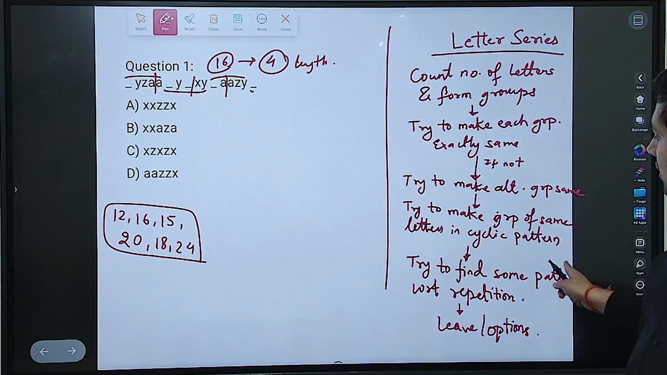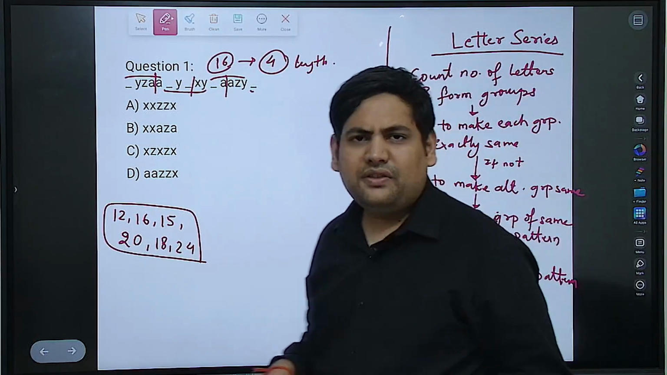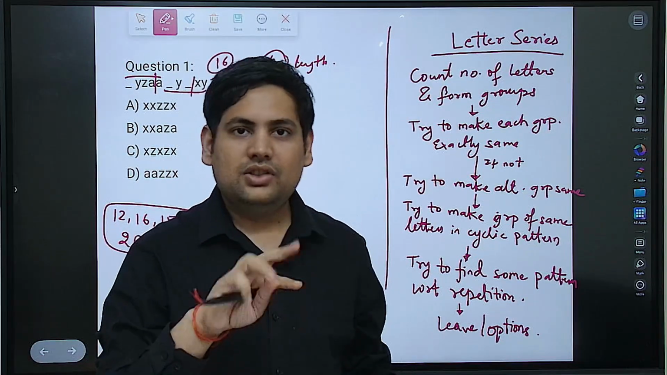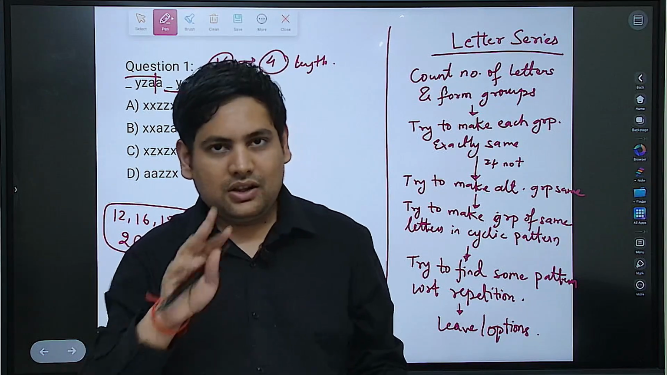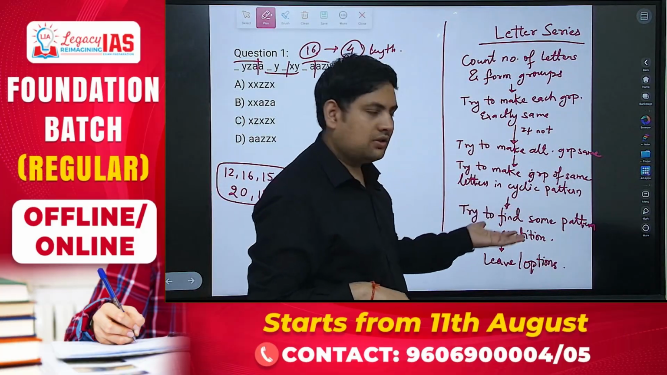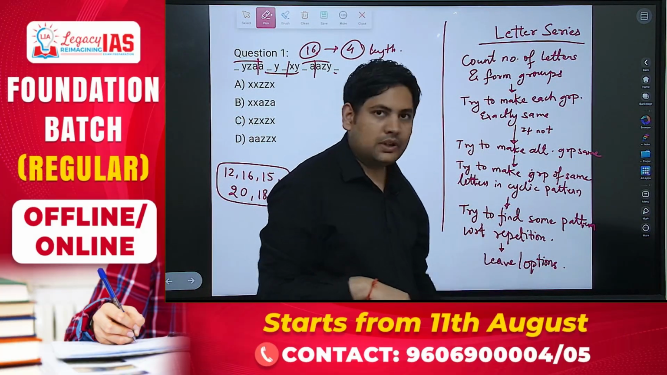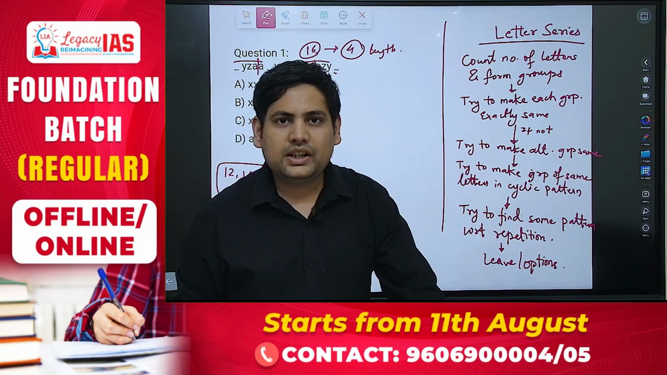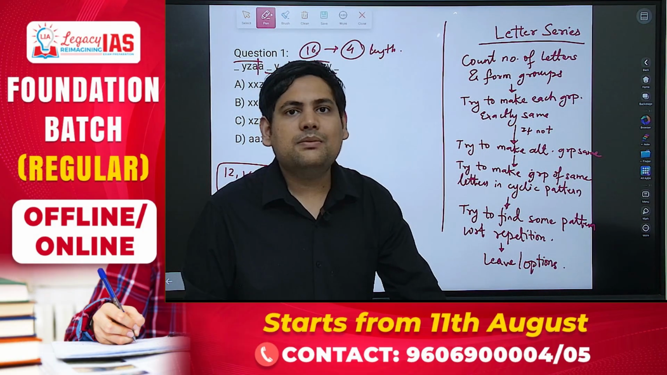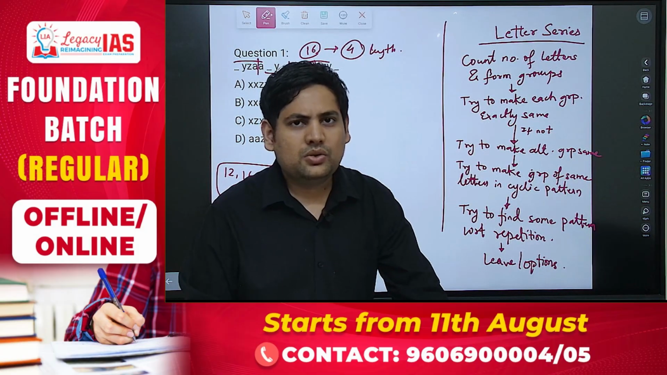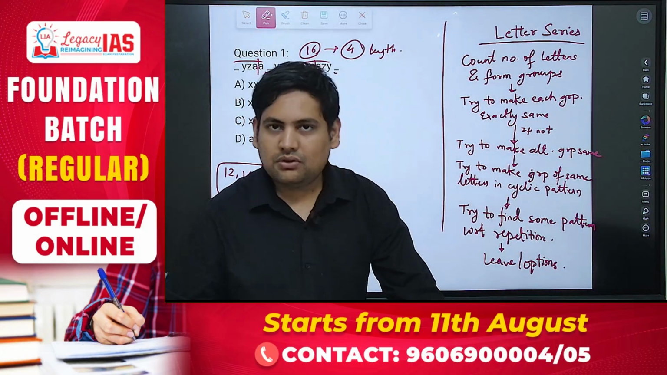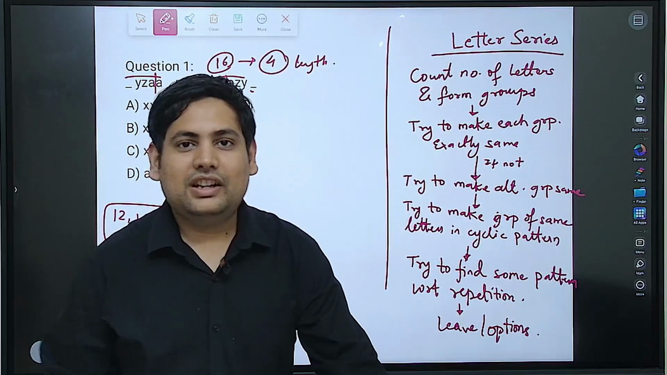Now if that is also not possible, you try to make groups of same letters in a cyclic pattern. If that is also not possible, you try to make the groups made up of the same letters just written in different order. That may be cyclic or not. Now if that also does not work, you try to find some pattern with respect to repetition. Let's say B is repeated twice, then you try to make other letters also repeat the same number of times. So if B is repeated twice somewhere, you try to repeat A also twice, C also twice, like this. So you try to create equality among all letters, no discrimination.